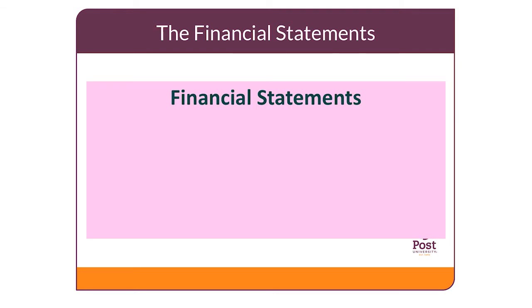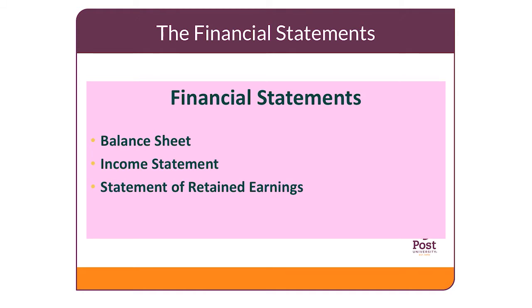A complete set of financial statements consists of four separate reports. 1, the balance sheet. 2, the income statement. 3, the statement of retained earnings. And 4, the statement of cash flows. You need all four to get a clear picture of your company, as each one shows it from a separate view.